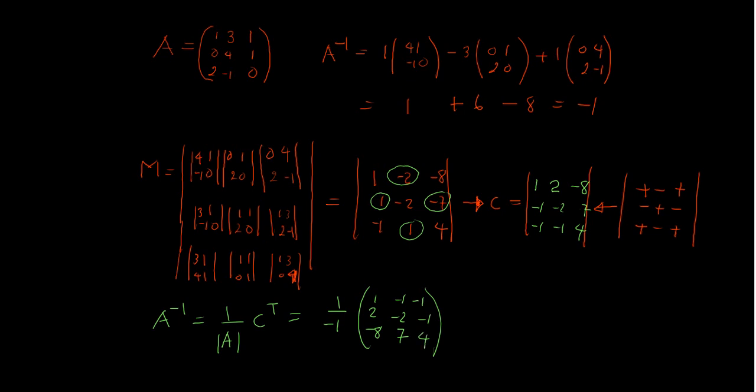So you can see the first row is the first column of C, the second row is the second column, and the third row is the third column. Once you finish, you multiply with the minus: minus 1, plus 1, plus 1, minus 2, plus 2, plus 1, 8, minus 7 and minus 4. So this is the final A inverse matrix. That's how you should find inverse matrices.